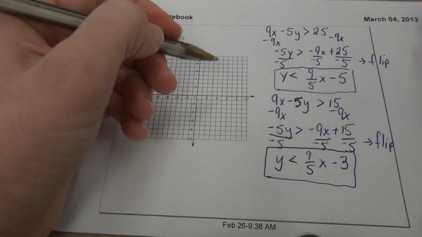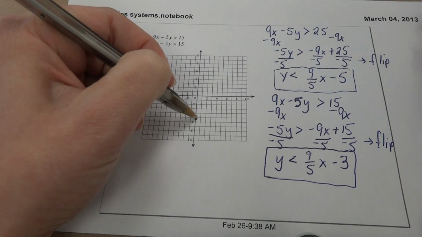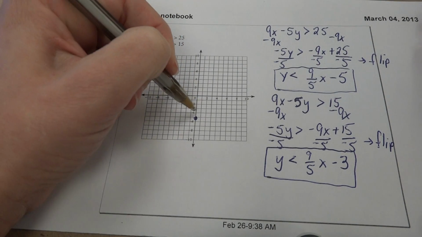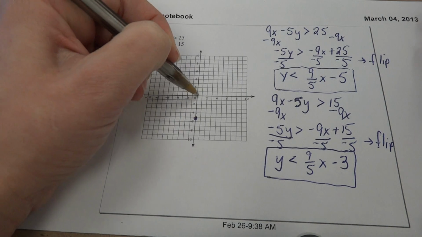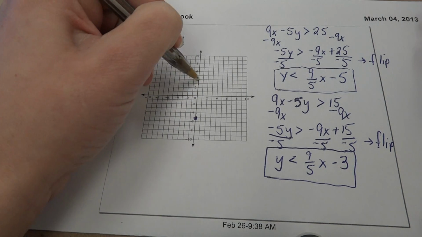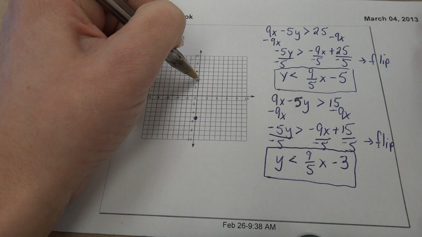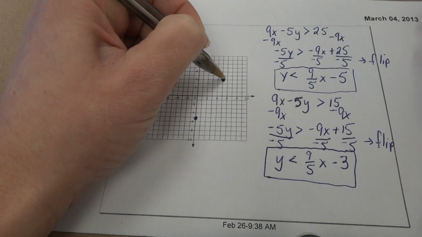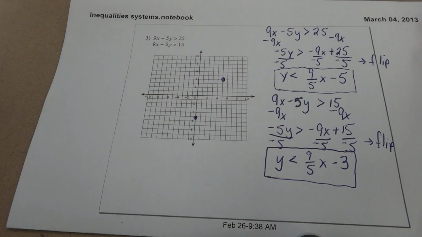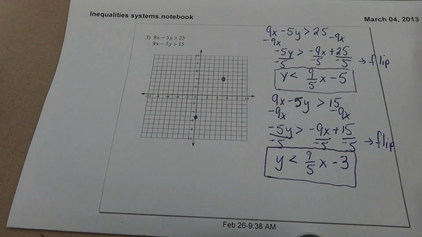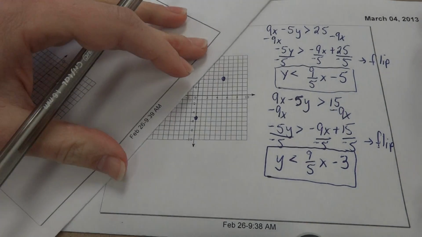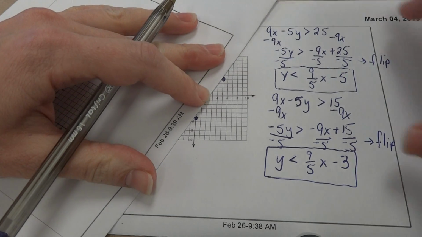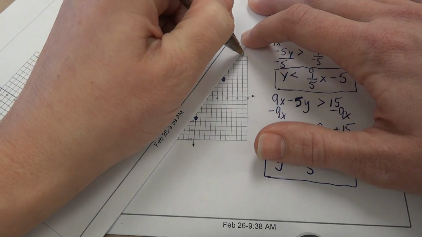So I take the first one and plot negative 5 as my y-intercept and go up 9. 1, 2, 3, 4, 5, 6, 7, 8, 9, and to the right 5. 1, 2, 3, 4, 5, and draw my dot. There are no other points that will fit on this coordinate grid, and since this is a less than without an equal to, I'm going to make a dashed line through these points.